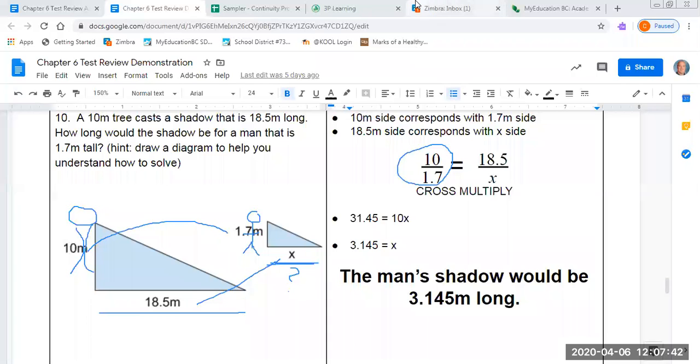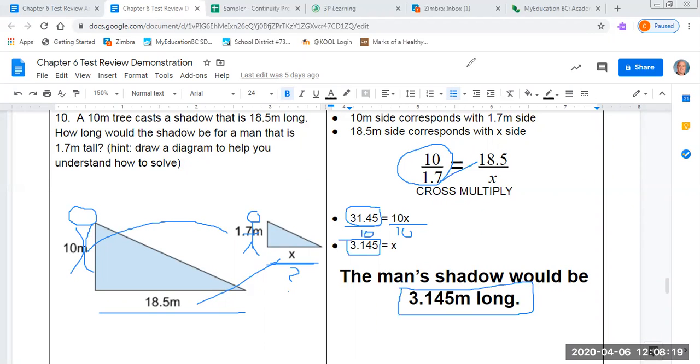So basically, when we're cross multiplying, we're going to multiply 1.7 by 18.5, which when we plug into our calculator is 31.45. And then we're going to divide by the leftover value of 10. So I'm going to divide both sides by 10 here. And so what we end up with is 31.45 divided by 10, which is going to be 3.145. So this man's shadow is going to be bigger than what he is. It's going to be 3.145 meters long. Hopefully that makes sense.